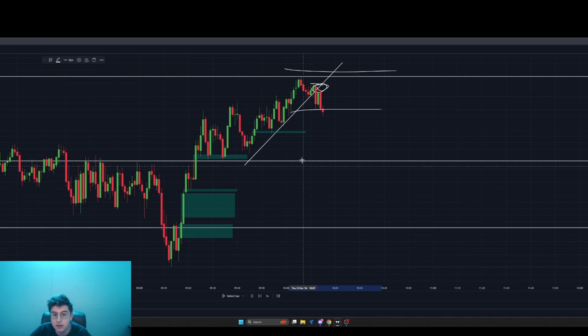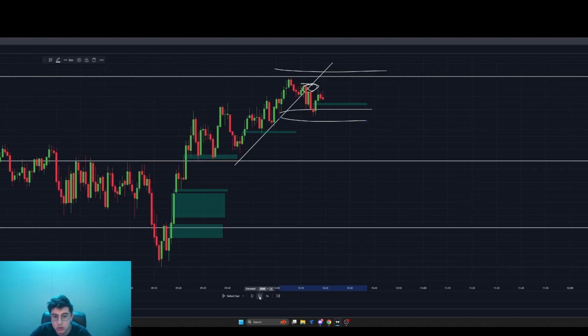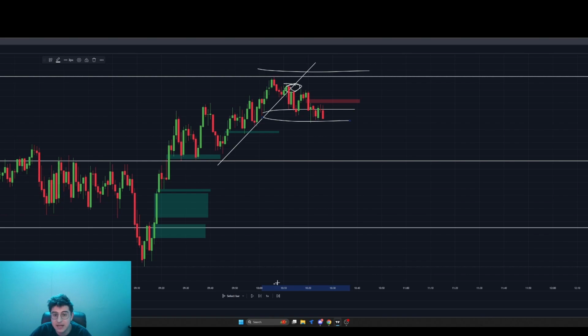Look at that. TP2 could have hit, and we could have been out of the trade, right? Now look. Let's say you waited again. Let's say you didn't get that retest and you didn't go short here, right?